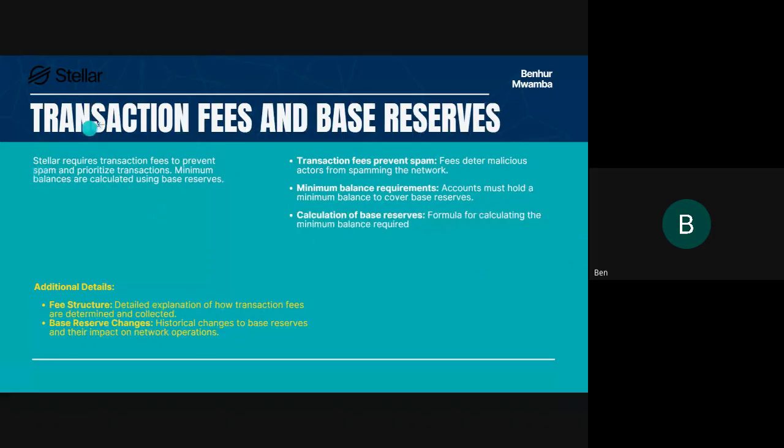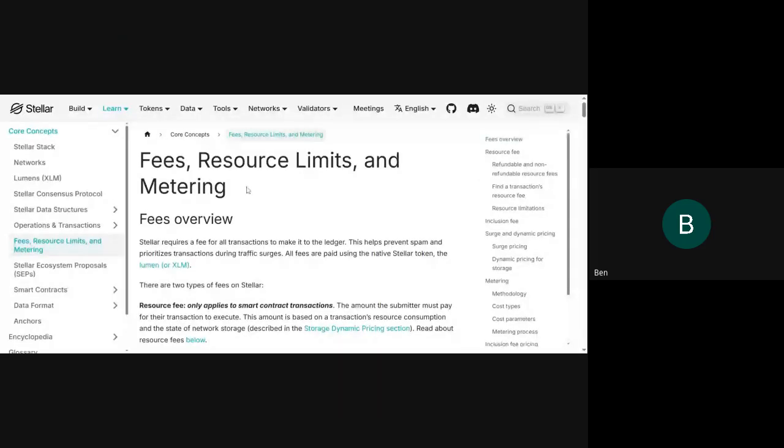Okay, transaction fees and base reserves. So Stellar requires transaction fees to prevent spam and prioritize transactions. Minimum balances are calculated using base reserves. So we're going to see how it works. Let's go quickly to the documentation. Let me show you how. Okay, let's just wait for it to load.